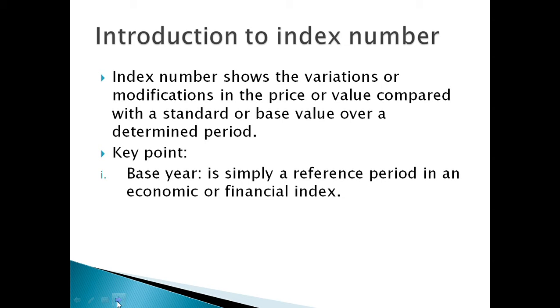Now, in simple terms, we assume we have 2 years, 1999 and 2000. In 1999, a drink cost $100 and the cost of a drink in 2000 cost $200. Index number simply aims to compare the variations. What are those modifications or variations that cause the price to increase? You're just calculating the percentage increase in the price with regards to a base or standard value.